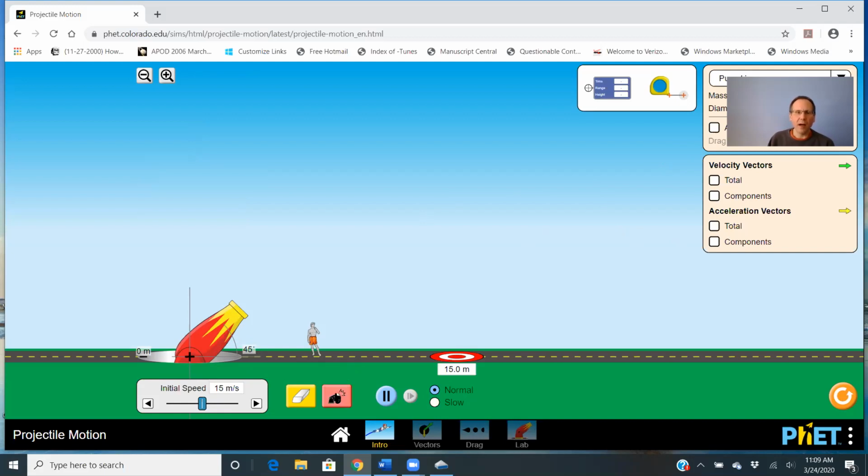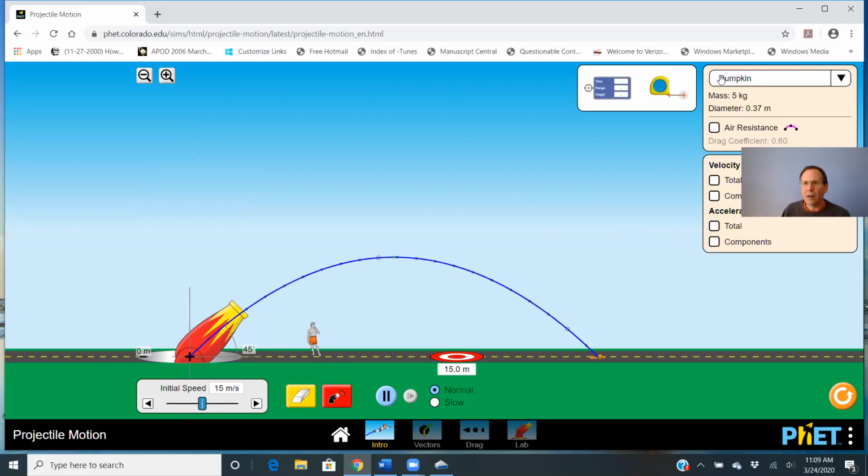So you're going to do a launch. It'll fire the ball. Actually, I think it's a pumpkin now. Let me change it to a cannonball. Since there's no air resistance, it should give me the same path. By the way, if you want to erase the path, just press this eraser button, the yellow one. So launch it. There's my cannonball.